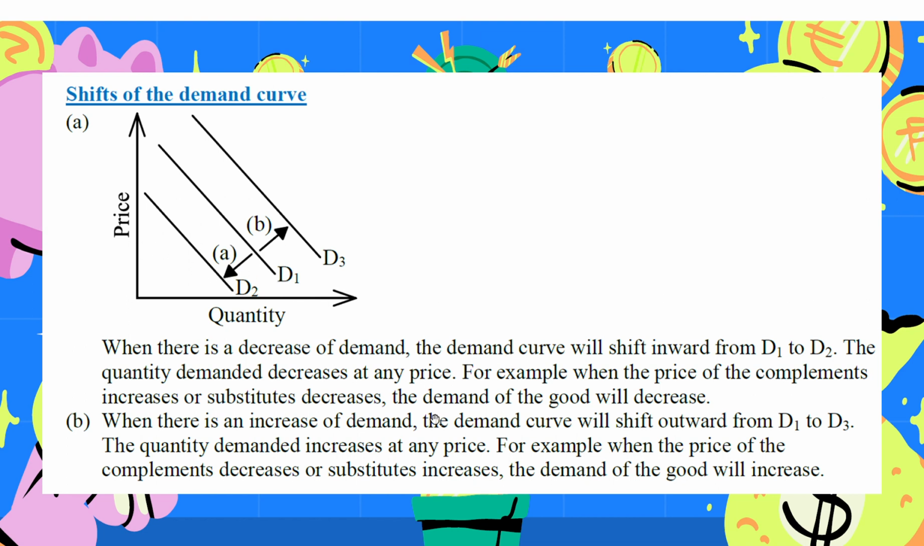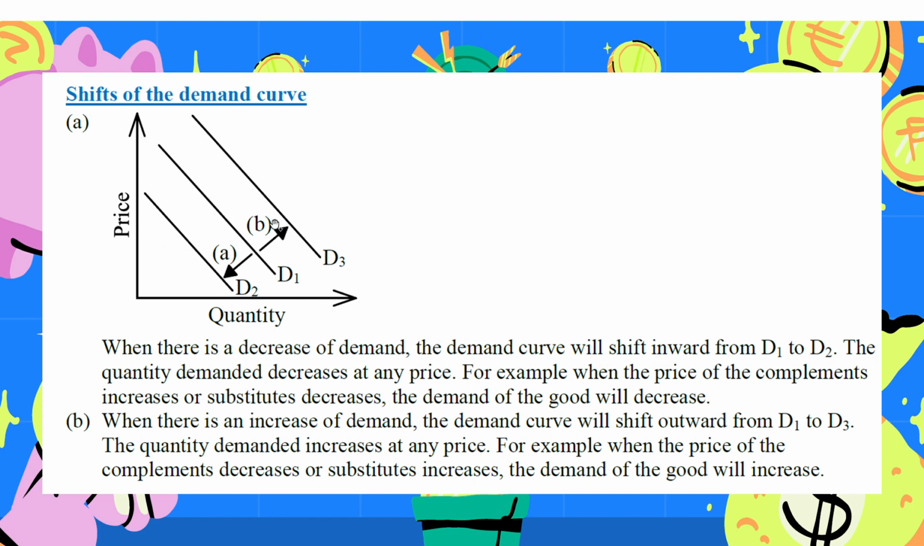So the demand curve shifts from D1 to D2, an inward shift, because quantity demanded all decreases, and then the demand of the good will decrease. On the contrary, when there is an increase of demand, the demand curve will shift out from D1 to D3, and then all the quantity demanded will increase at any price level. For example, when the price of a complement decreases or a subsidy increases. Don't memorize, okay, memorize the concept. If you think, after a few practice, you will find this kind of thinking process is easy for you.